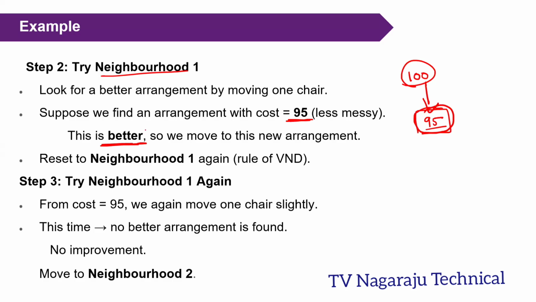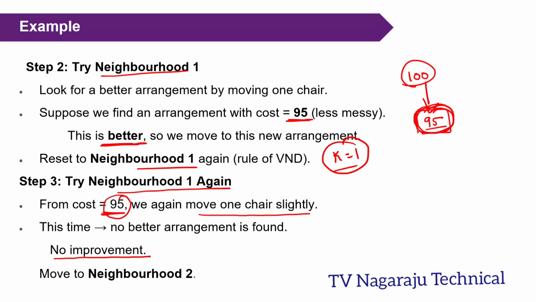Once you move, what happens? Again, reset k is equal to 1. That means again check neighborhood 1. Remember, a neighborhood consists of multiple solutions. Assume here the neighborhood 1 cost is equal to 95. We again move one chair slightly. Even though we are moving, the cost is not changed at all. That means there is no improvement in neighborhood 1, the cost is 95.